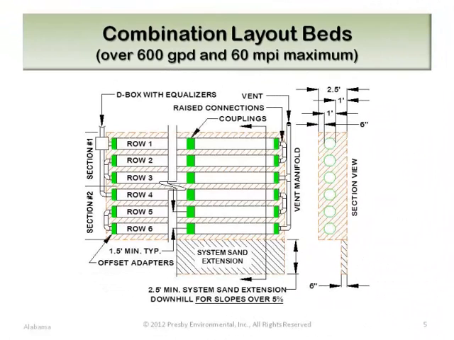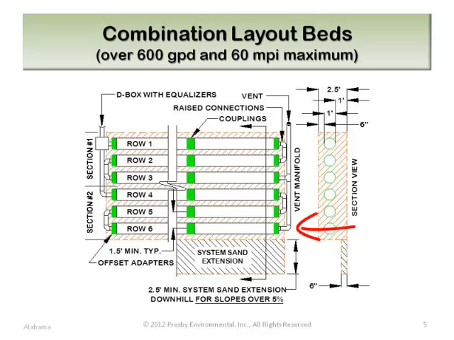When the daily flow exceeds 600 gallons per day, a combination of more than one serial section must be used to divide effluent to different portions of the field. We call these beds combination systems, which simply means there are a combination of more than one serial section in the bed. Like basic serial systems, a vent must be connected to the end of each serial section.